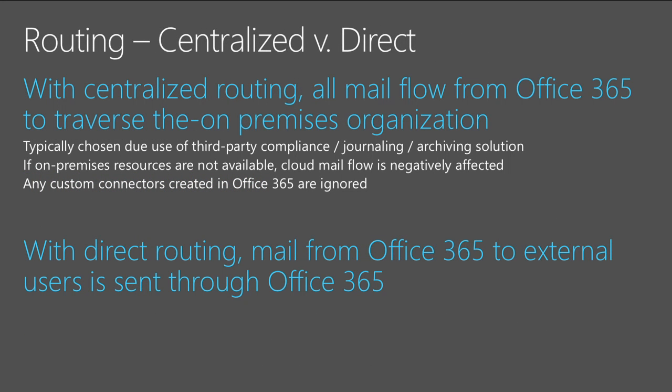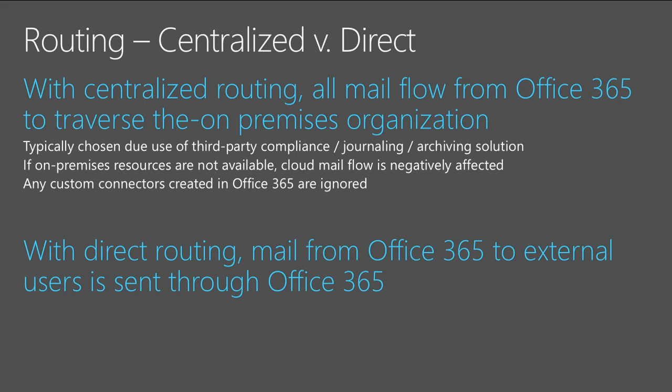You also want to understand how routing and mail flow is going to affect things. So for instance, if you use centralized routing, that's going to affect all of your inbound and outbound mail flow, and it's going to have it all go through Office 365. For example, if you point your MX record to Office 365, mail is going to be routed to on-premises first, and then back to Office 365 for delivery.